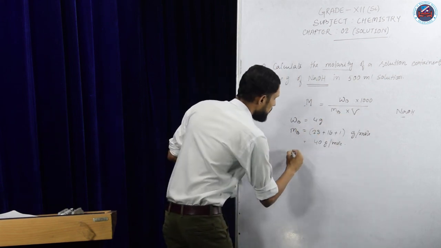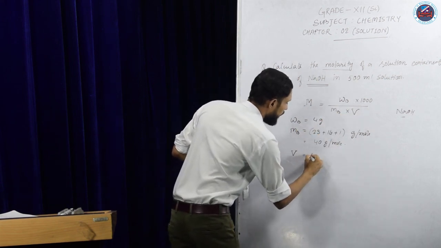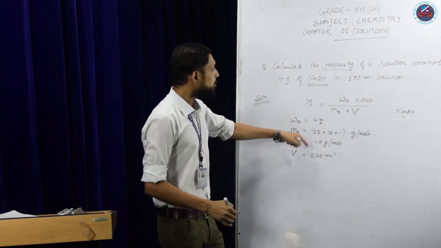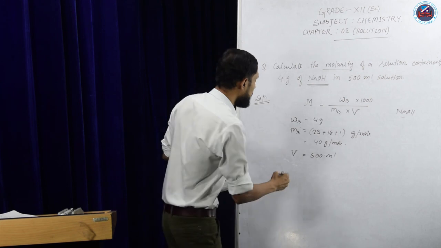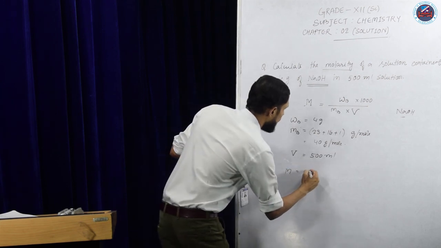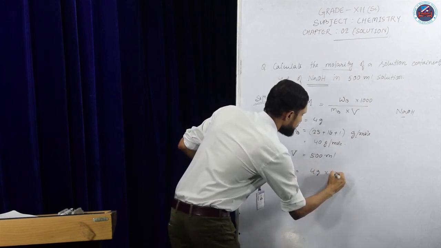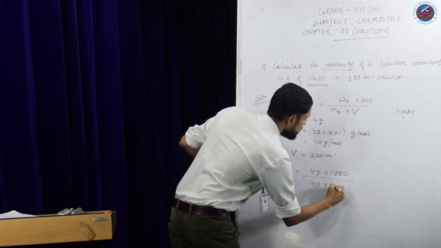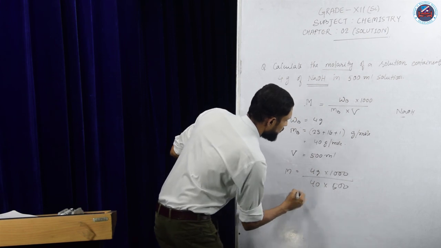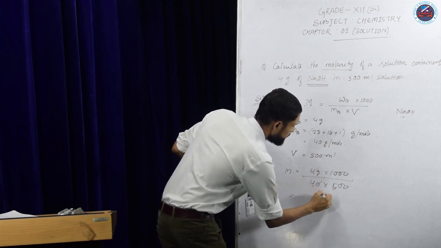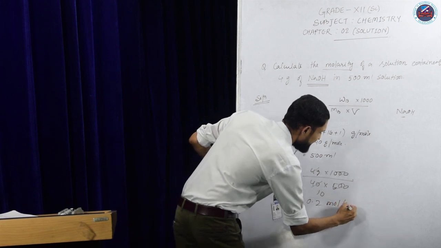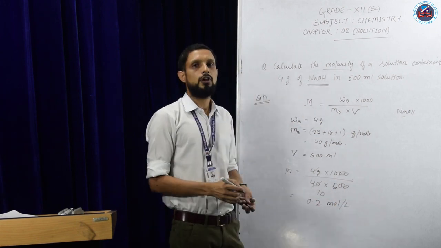Next, volume. V is equal to 500 ml. So we'll put these variables in the formula and we'll simplify. So if you simplify, you'll get 0.2 mole per liter. So in the next video, we'll continue this chapter.